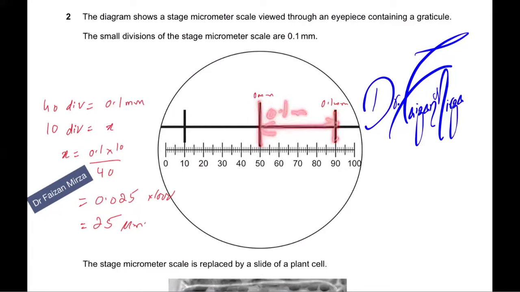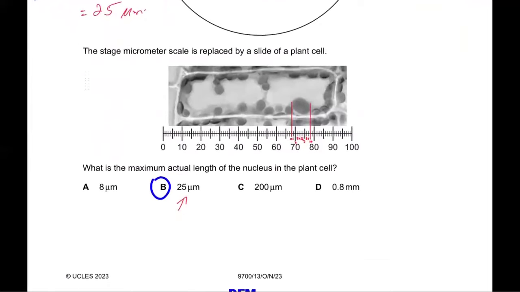Once the image is superimposed, we see that 40 divisions of the eyepiece graticule equal 0.1 millimeter. This is what I mentioned here. We just count the divisions here, 10, then 20, then 30, then 40. A total of 40 divisions on the eyepiece graticule equals 0.1 millimeter. The stage micrometer scale is replaced by a slide of a plant cell. This is a plant cell shown, and they have given you a nucleus. They are asking what is the maximum actual length of the nucleus in the plant cell.